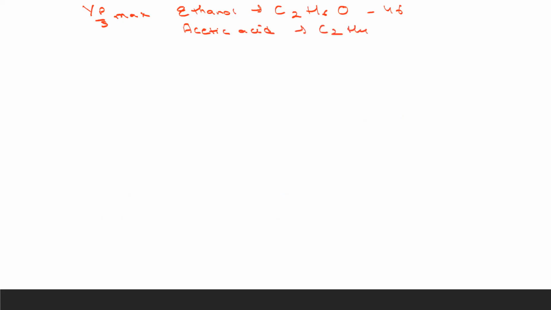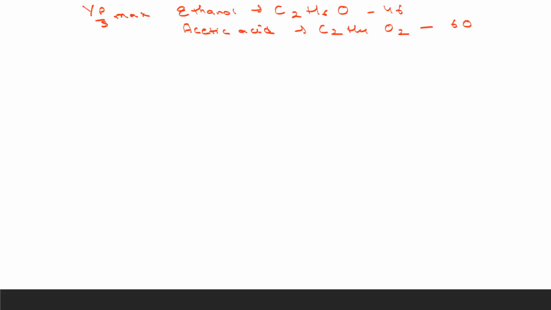To find out the maximum yield of acetic acid, which we can denote as YP by S max, you have to know the molecular weight of ethanol, which has 2 carbon atoms, 6 hydrogen atoms, and 1 oxygen atom. So it has a molecular weight of 46. And the molecular weight of acetic acid, which has 2 carbon atoms, 4 hydrogen atoms, and 2 oxygen atoms. So the molecular weight is 60.